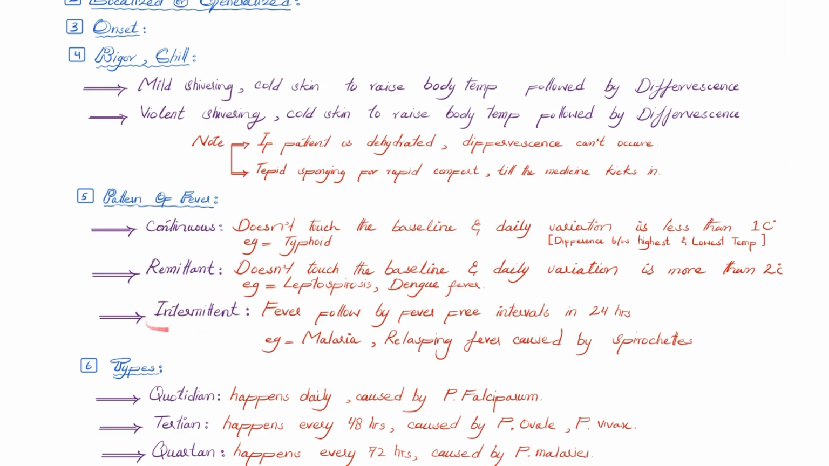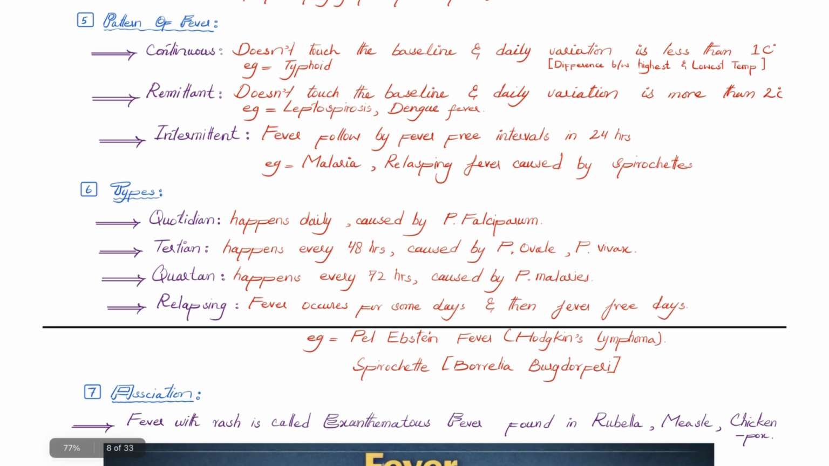Intermittent fever is a fever which is followed by fever-free intervals within 24 hours, like malaria, and relapsing fever caused by spirochetes, and the spirochete is Borrelia burgdorferi. Now jump on to types of fever like quotidian, tertian, quartan, relapsing. Quotidian happens daily and is caused by Plasmodium falciparum.